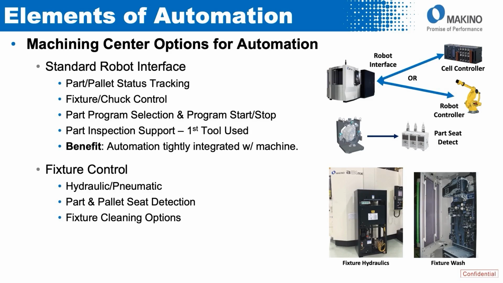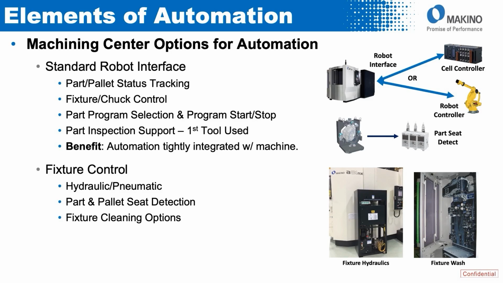So we've got both hydraulic and pneumatic control available. We've got our fixture unit, which connects to the fixture and provides that fixture control, as I mentioned, via hydraulics or air. Then part and pallet seat detection. You want to make sure that the part is properly seated within the fixture, or that the pallet is properly seated within the chuck, within the machine, in order to start your machining sequence. We also have machine pallet seat confirmation within the machine to make sure that the machining pallet is properly clamped to the table prior to beginning the machining process.